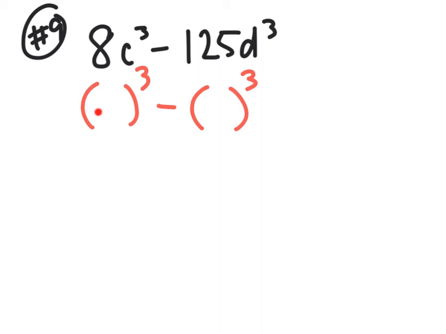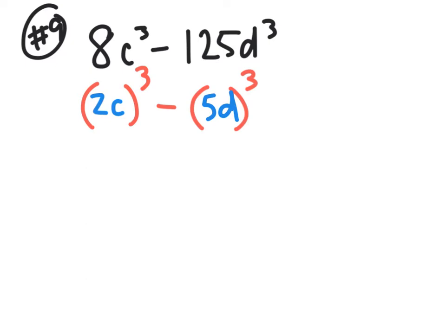What belongs in here to the third power that'll give me 8C to the third? 2 to the third is just 8. But I need it to be 8C to the third. 2C, right? So a 2C belongs right here. Now how about the 125D to the third? What belongs in here that'll give me a 125D to the third? 5D. Exactly. 5D times 5D times 5D is 125D to the third.